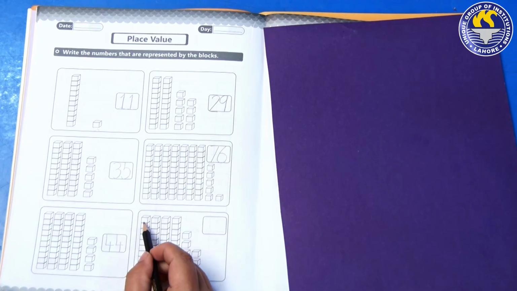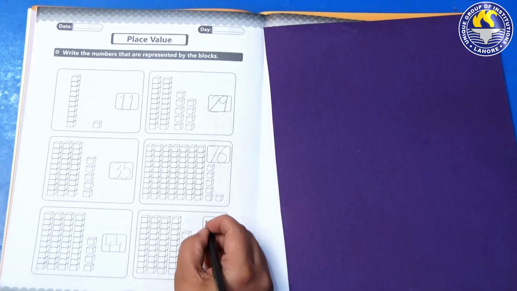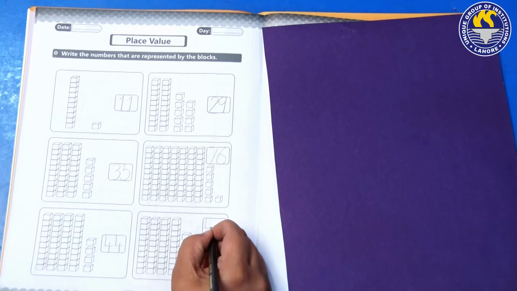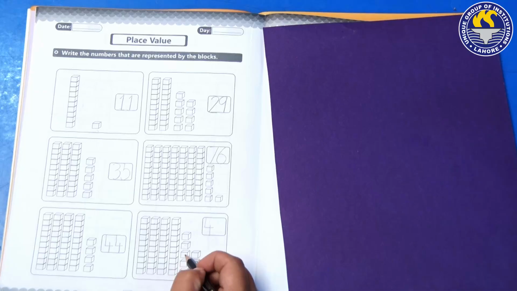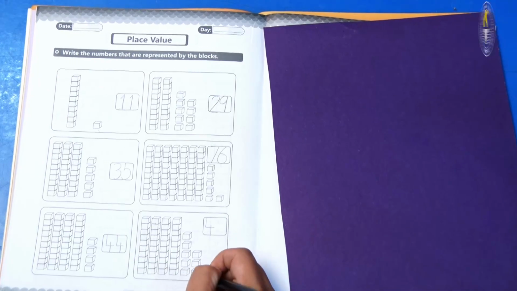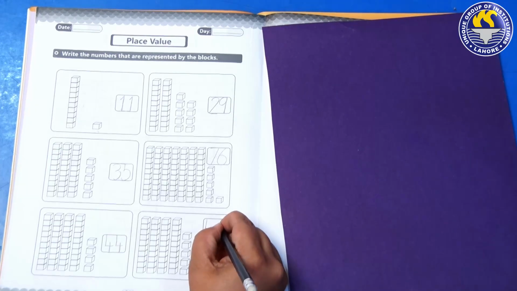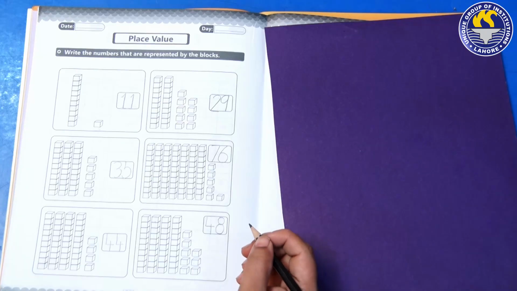Count the tens with me. 1, 2, 3, 4. Here we have 4 tens, and how many ones do we have here? 1, 2, 3, 4, 5, 6, 7, 8. Write 8 here, and the number will be 48.